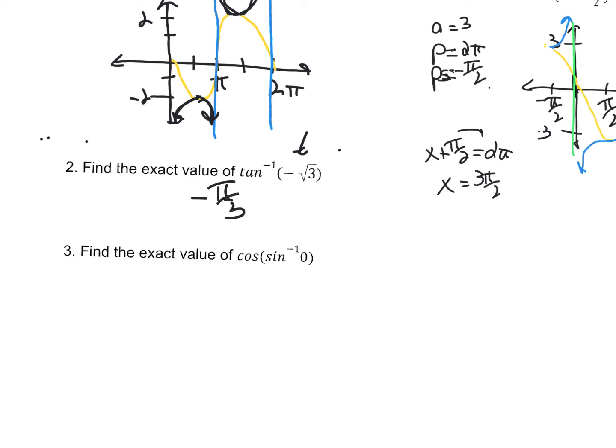Number 3, let's work inside out. I'm going to leave the cosine here for a second. It's asking me inside, where is sine 0? Sine is 0 at 1, right? At 1. So now I'm doing, sorry, let me start that over again.